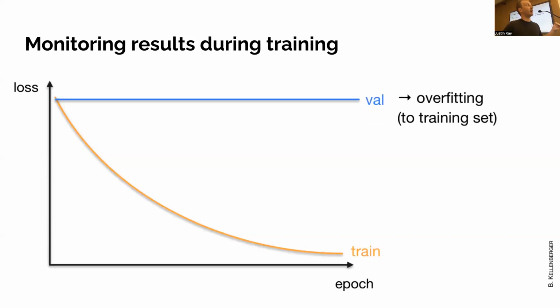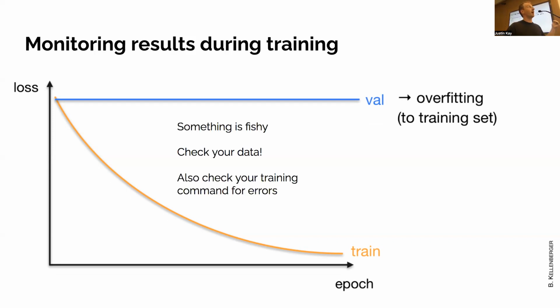But if it is going down, you don't really know anything yet. If your training loss is going down but your validation loss is staying the same, something is fishy. This doesn't necessarily mean something is wrong, but it probably does. So check your data, make sure that it's all formatted correctly, visualize your validation set, make sure the ground truth labels are what you expect, and check your training command for errors. There are situations where this could happen, where maybe you just have a very tough validation set, but it's pretty rare.